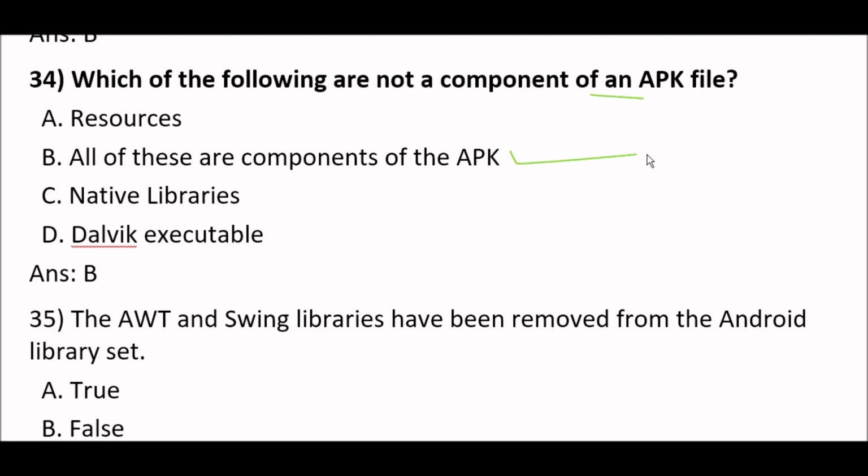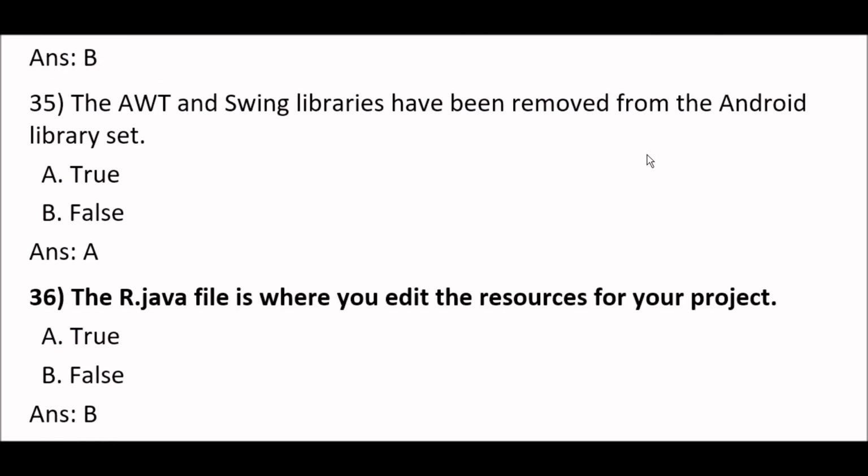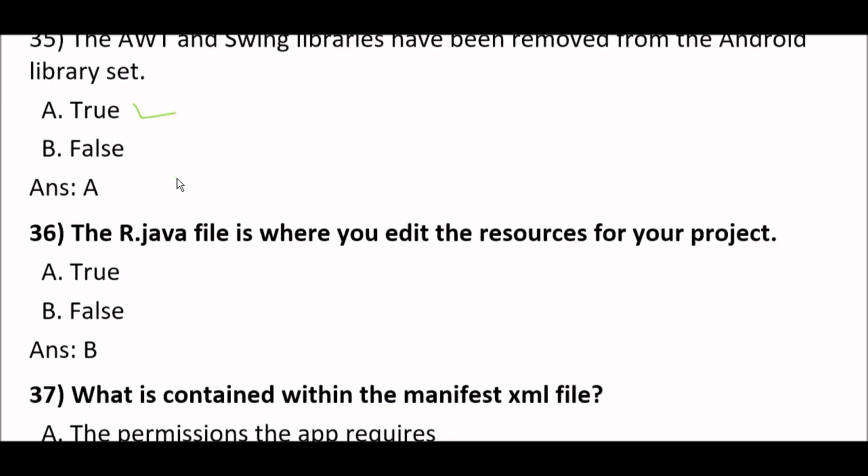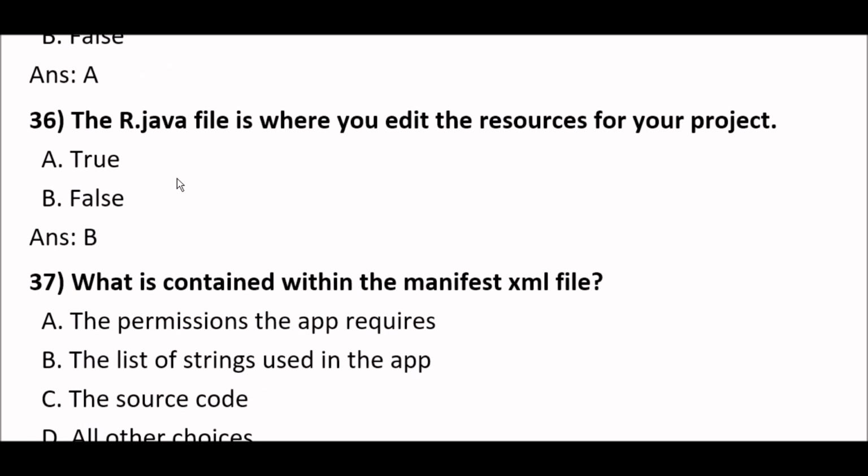Okay. Next question. The AWT and Swing libraries have been removed from the Android library set. Is it true or false? It is true. The AWT, meaning Abstract Window Toolkit, and Swing libraries have been removed from the Android library set. Next question. The R.java file is where you edit the resources for your project. Is it true or false? It is false.